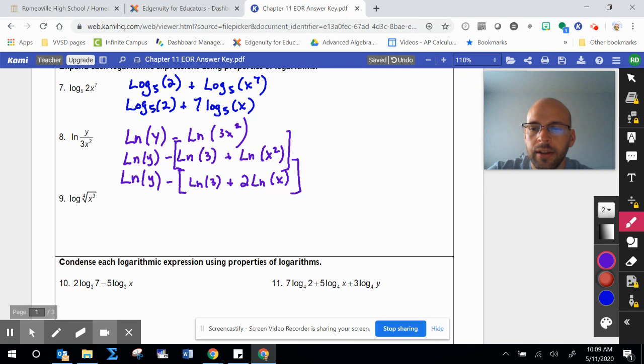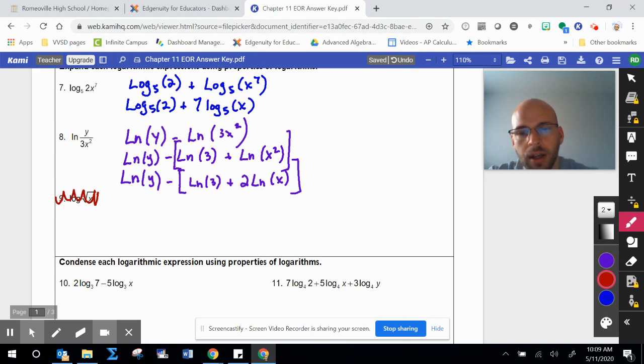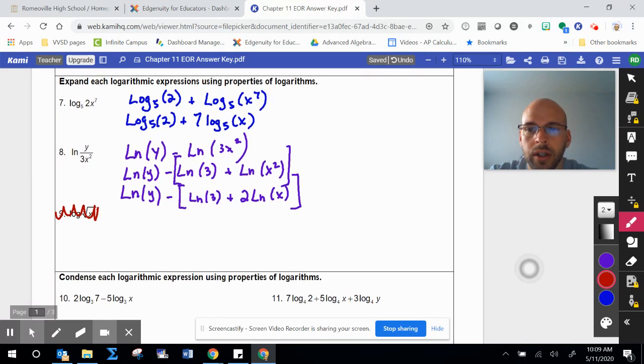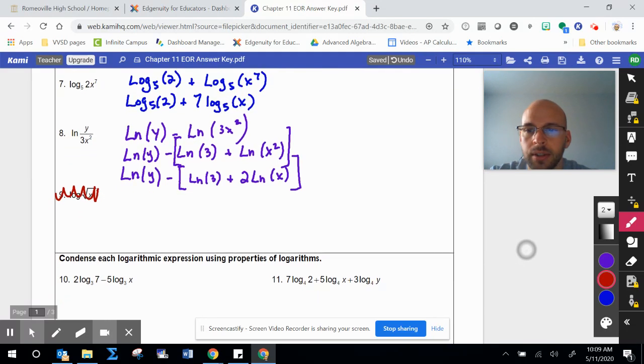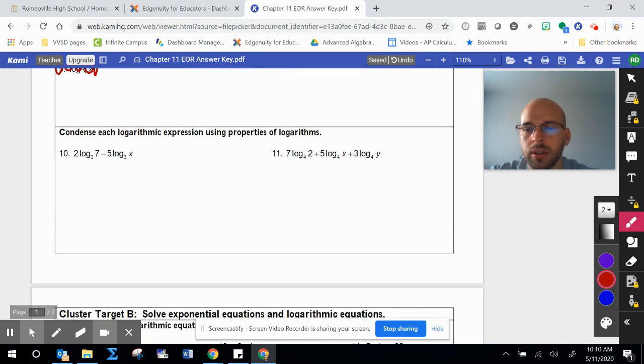Now the last one, we don't really need to worry about those radicals. That won't be on your assessment during this time. But I do need you to know how the properties of logs work, how to expand them, how to break them down into simpler pieces. So let's take a look at number 10 and 11. We're going to do the inverse here.